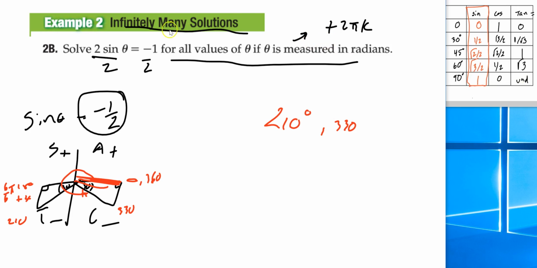Now, I wanted infinitely many solutions, so my answer actually should be this: 210 plus 2 pi k. What that does is it makes you go around a full circle to hit 210 again. Just keep on going around. So that's that one, and then we also do the same thing with 330, plus 2 pi k. So yeah, this means you go around a full circle next time you want to hit it.